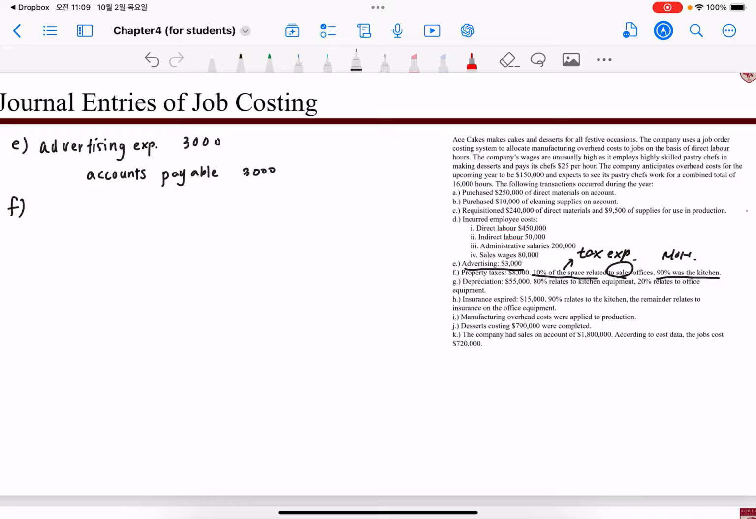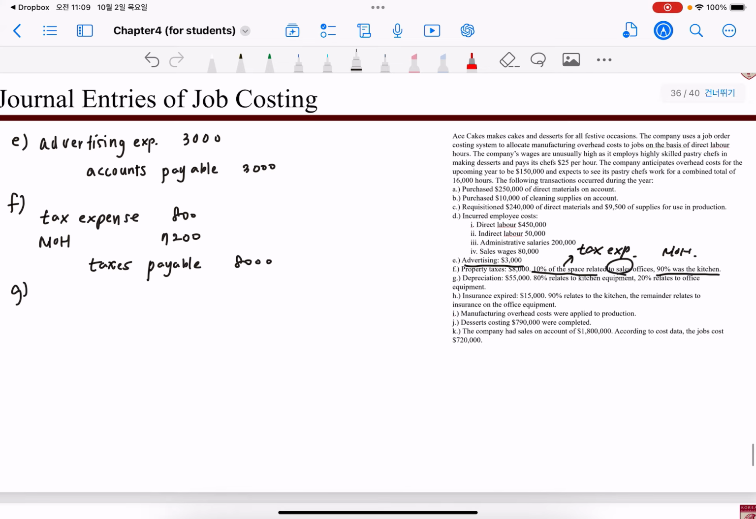So 10% out of 8,000 is going to be 800, which we're going to debit as a tax expense. And for the rest, 7,200, we're going to debit MOH control. Okay, and then what goes in the credit? This is also based on a payable, taxes payable of 8,000.